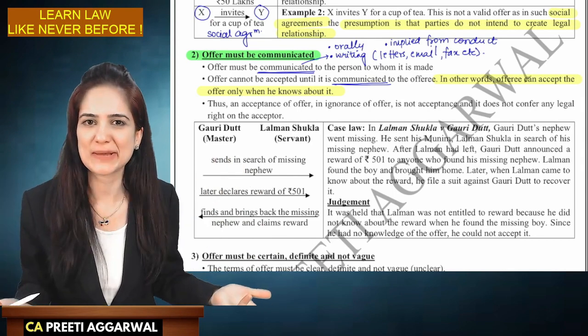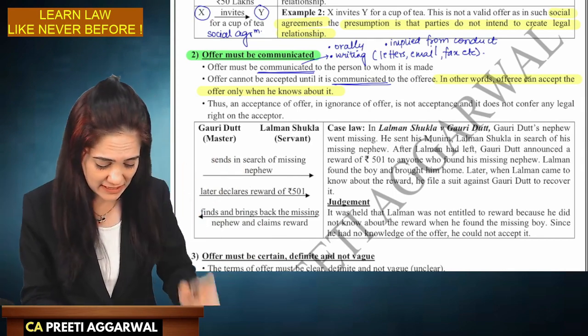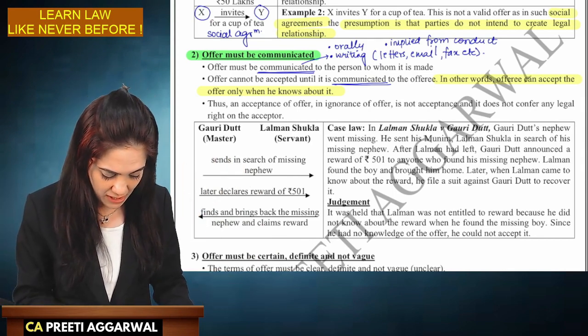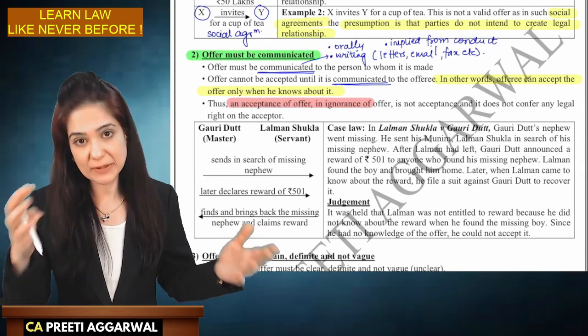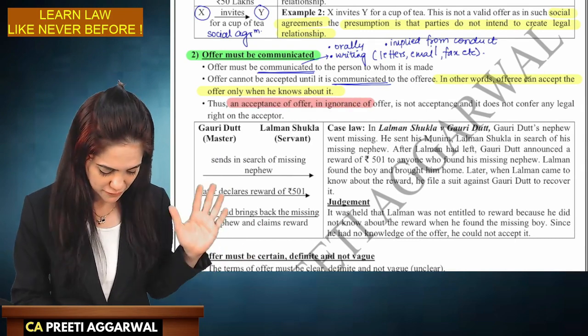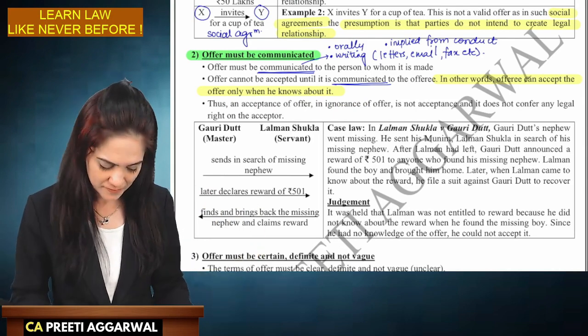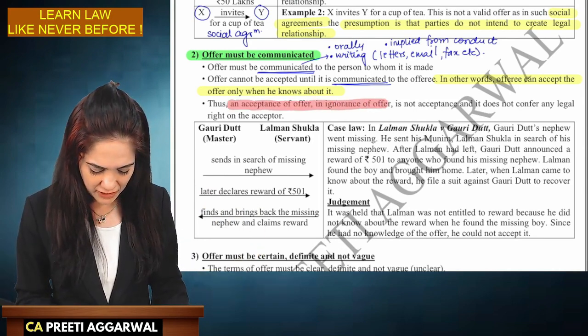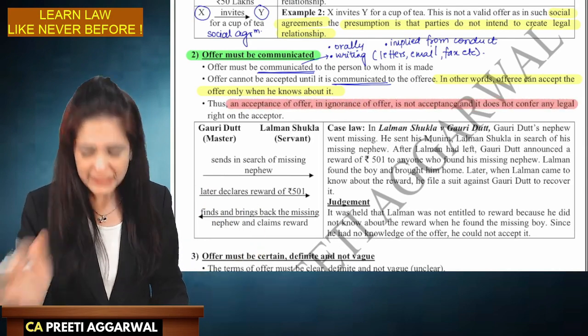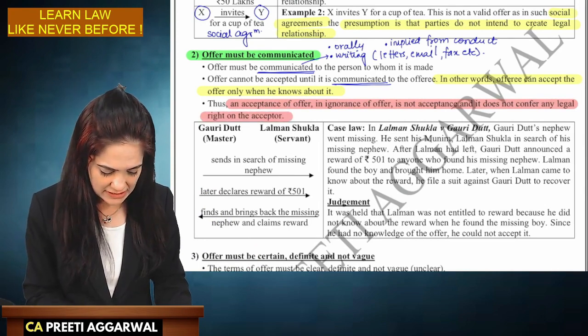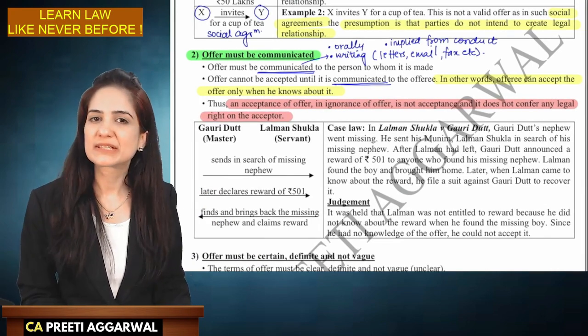There cannot be acceptance. This sentence is very important for exam. An acceptance of offer in ignorance of offer. It means I was not even aware of the offer. An acceptance of offer in ignorance of offer is not acceptance. It will not create any legal right on the acceptor.